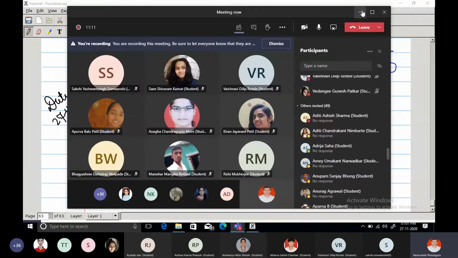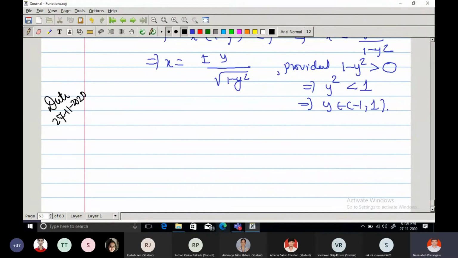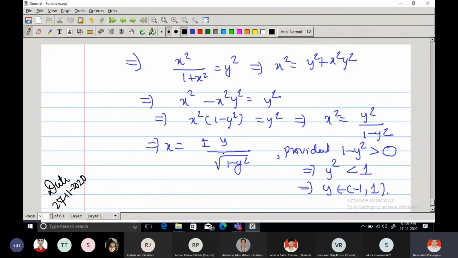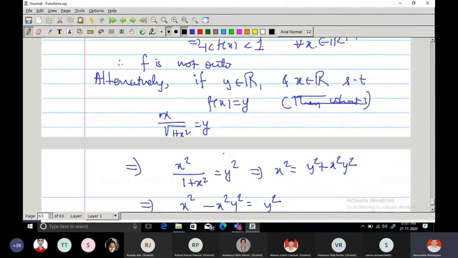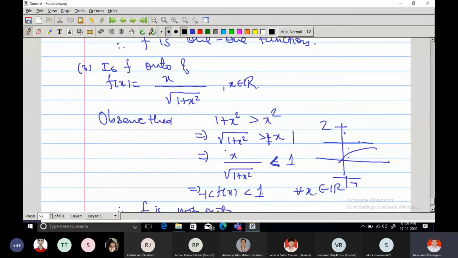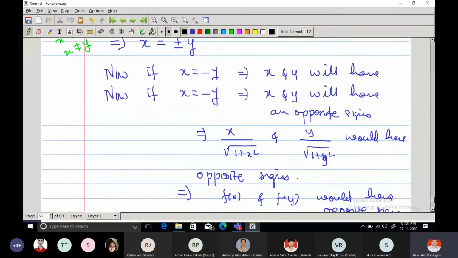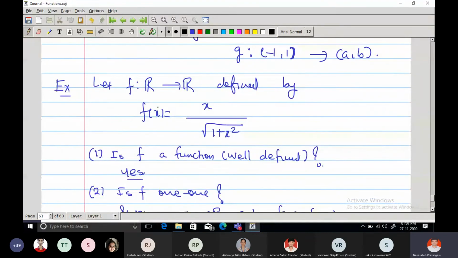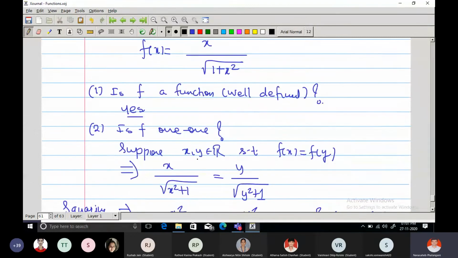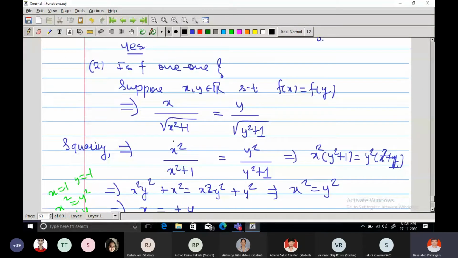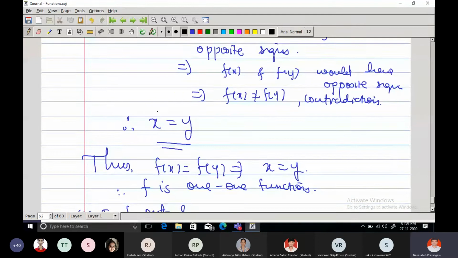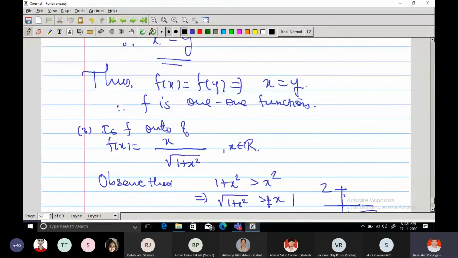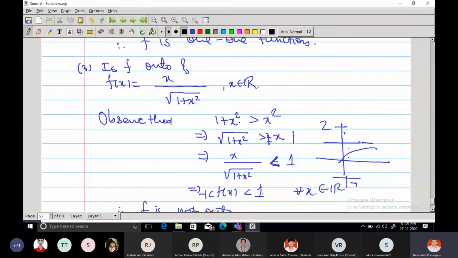Okay, so what we discussed yesterday: we considered this function f from R to R, f of x is equal to x upon square root of 1 plus x square. Then we proved that it is one-one, right? f(x) equal to f(y) implies x is equal to y. So the function is one-one. Is it onto? No, sir. It is not onto.